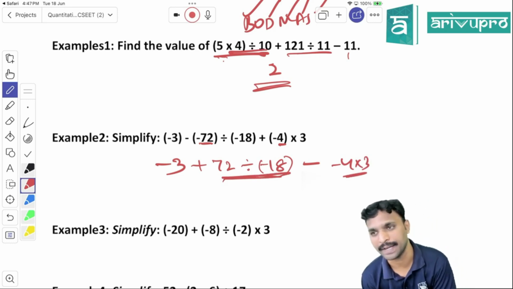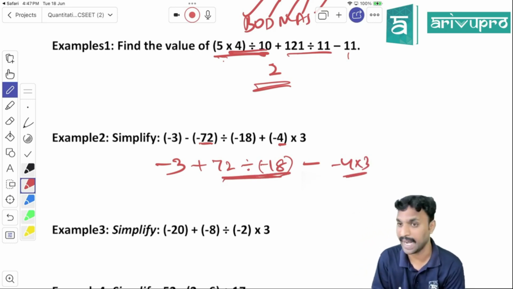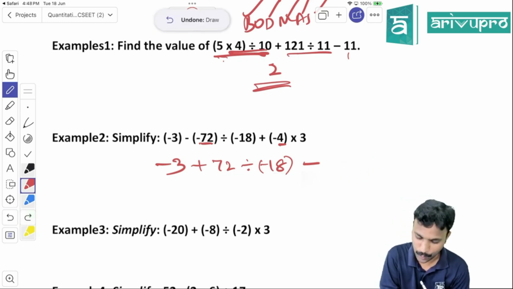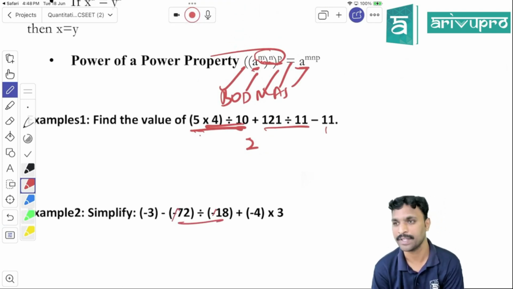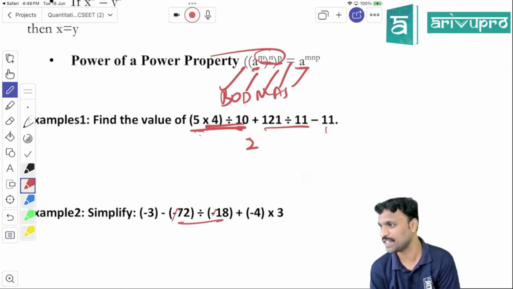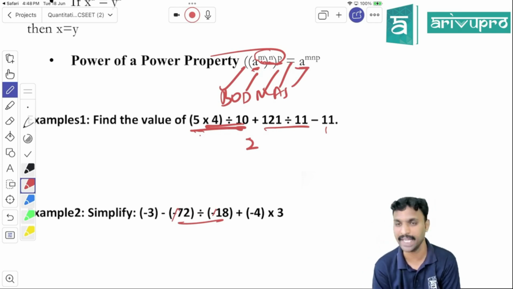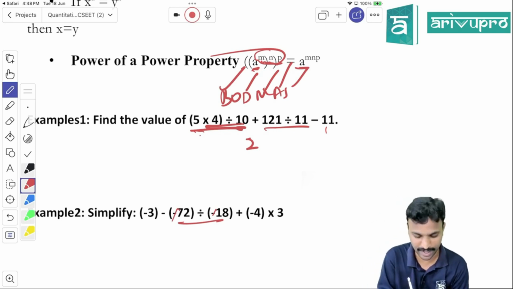72 by 18 is 4. But 18 has got a negative sign. The negative cancels. Or you can do one thing. You can cancel the negative sign in the brackets only. First of all, division gets the priority. So negative can be cancelled here only, because after the bracket, you are doing division, right? 72 by 18 is 4. But outside the bracket, there is a negative.